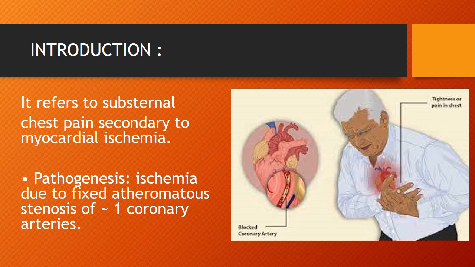So what are the important features of stable angina? Number 1, it is a substernal or retrosternal chest pain. Number 2, it is aggravated by exertion or emotional stress, and number 3, it is relieved by nitrates and rest. So these are very important features. The pathogenesis is ischemia due to fixed atheromatous stenosis of one or more coronary arteries.